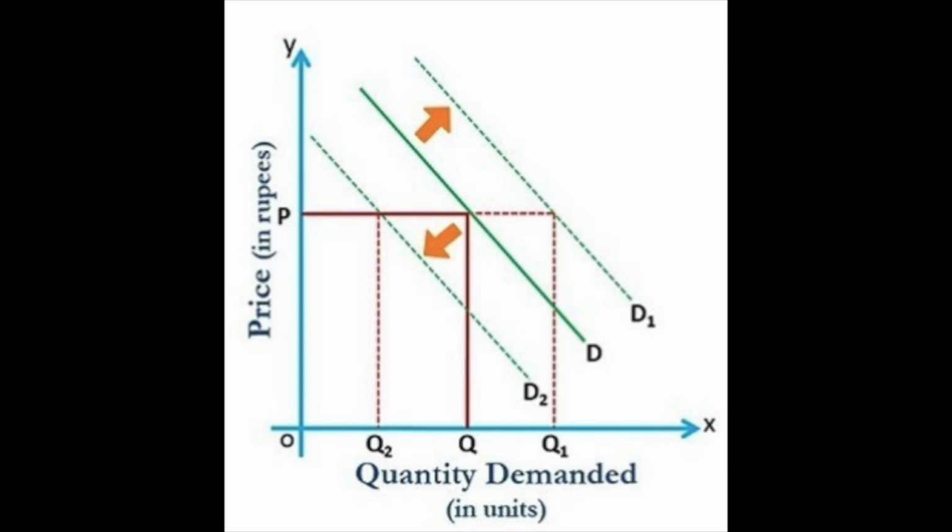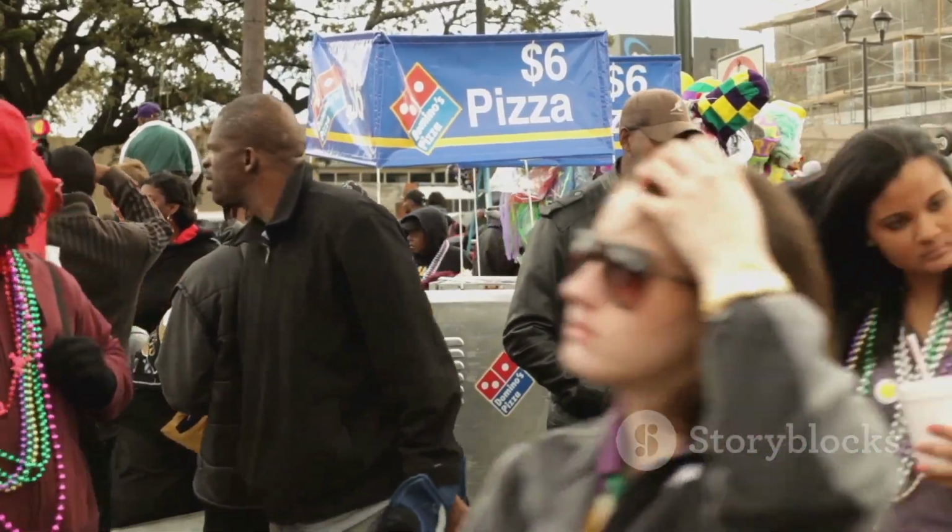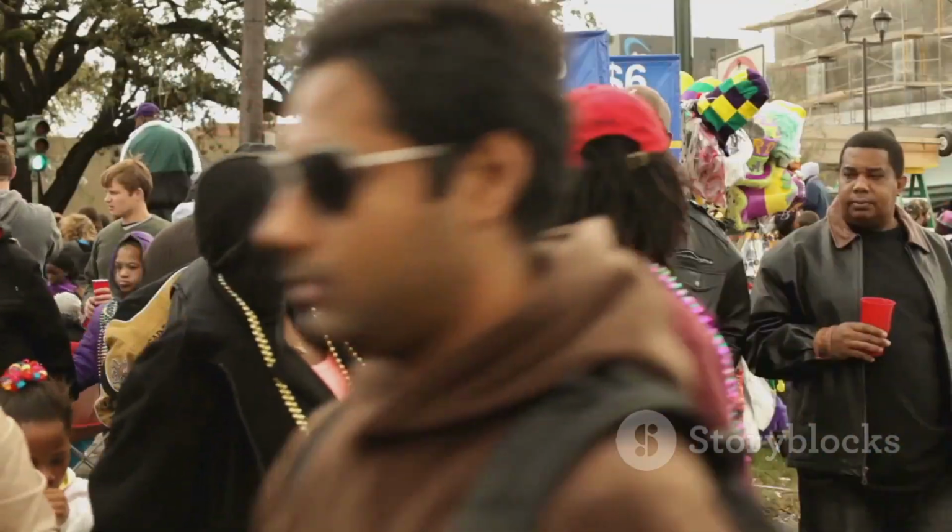This is a shift in the demand curve. The curve moves to the right, reflecting an increase in demand. The shift means that at every price level, a greater quantity of pizzas is now demanded than there was before. In this case, the change in demand is due to an external factor: rising incomes.